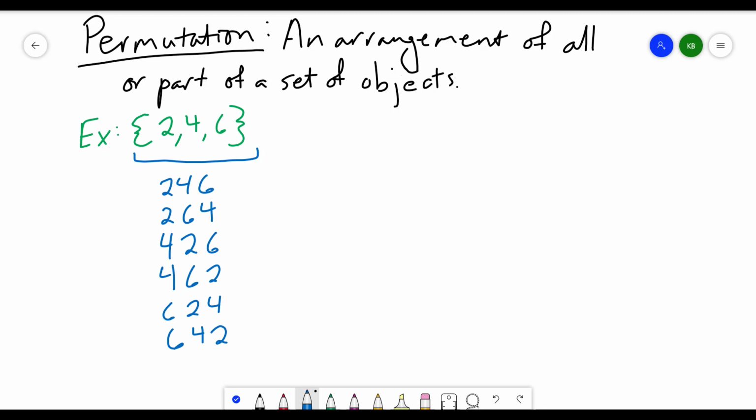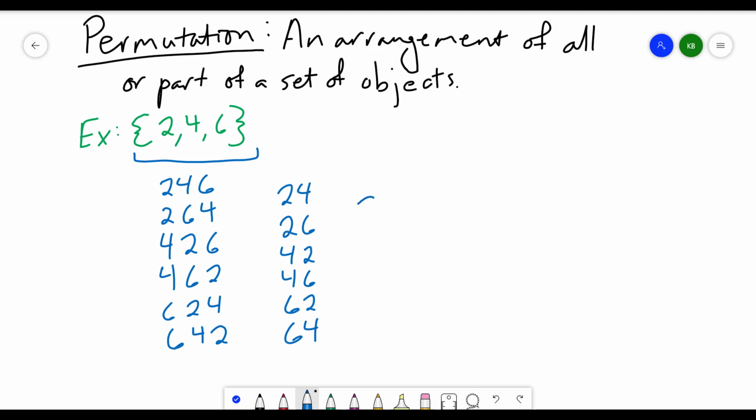Now, all 3 of those consist of the same objects, but they're in a different order. And with a permutation, we care about the order. And so we have 6 different possibilities there. Now, notice it says, or part of a set of objects. So we also could have 2 and 4, 2 and 6, 4 and 2, 4 and 6, 6 and 2, or 6 and 4 as possibilities that are permutations of this set. So they're arrangements of part of this set of objects.